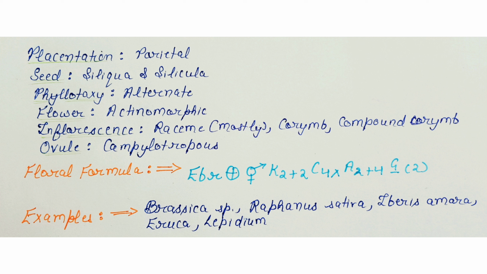Major examples are Brassica species like Brassica oleracea known as cabbage. Brassica oleracea botrytis is known as cauliflower. Brassica campestris is mustard. Raphanus sativus is radish. Iberis amara is ornamental and Eruca sativa is used to treat burnt skin. Lepidium is helpful in liver disorders.